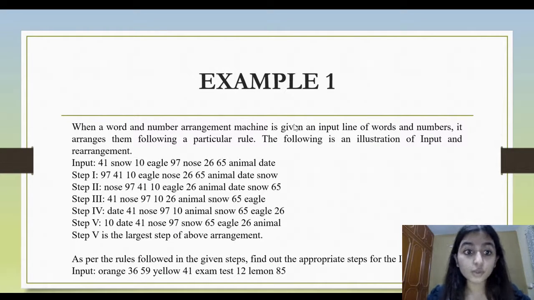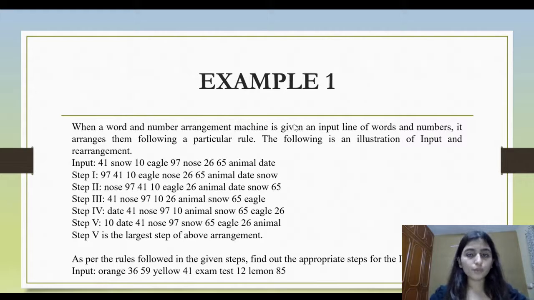What change do you notice in the input and step 1? The only change which you can clearly see is that the largest number, 97, has been brought to the absolute left, and the largest word, snow, has been brought to the absolute right. All the other remaining elements have been written as it is.